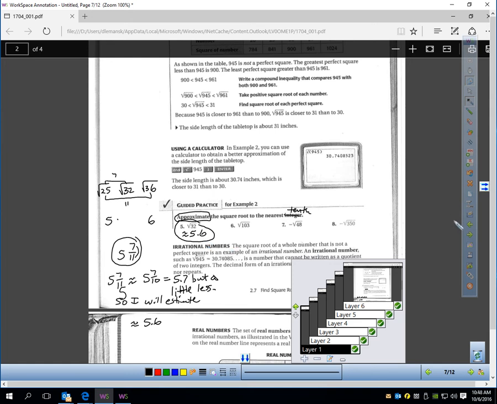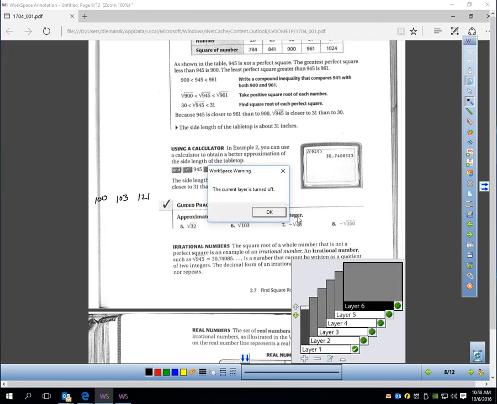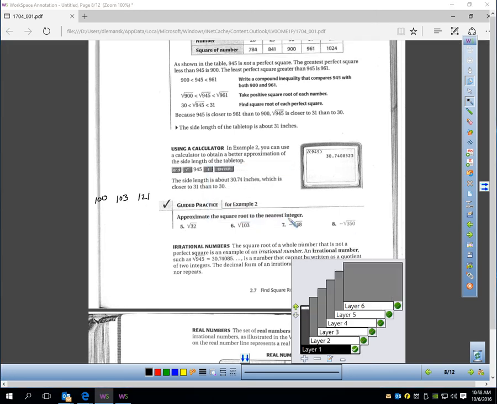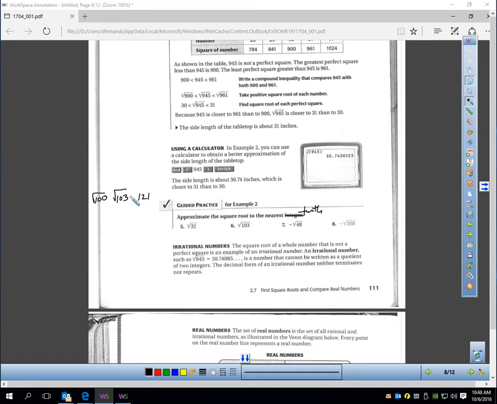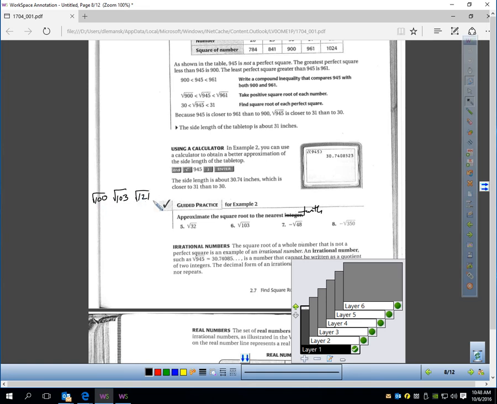Let's try the square root of 103. Okay, we're going to approximate this again to the tenths. Let me just write that in there. I want it to the tenth. Okay? 103 is in between 100 and 121, which are perfect squares. The square root of 100 is 10, and the square root of 121 is 11. So I know the answer to this is going to be 10 point something. I just got to figure out the something.